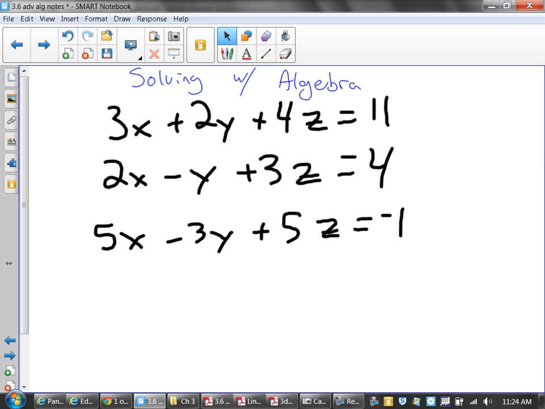Most students don't have any issues with the arithmetic. This is very, very similar to what we did back in section 3.2 when we solved systems with just 2 variables and 2 equations. You're going to use the same skill set, same process, same thinking on it, but there's just an extra line and an extra variable. Okay?